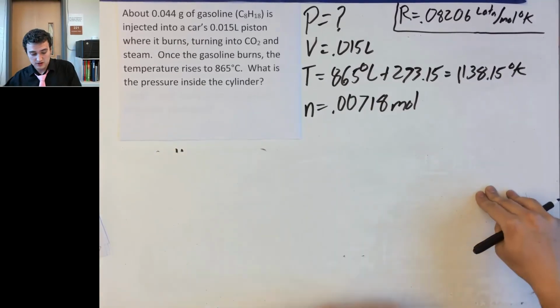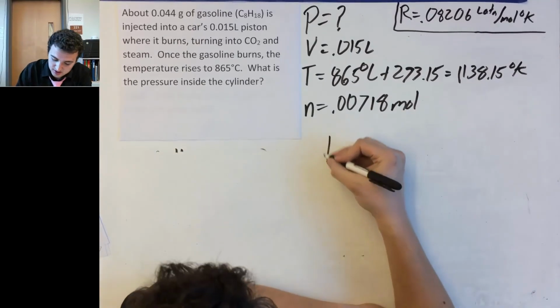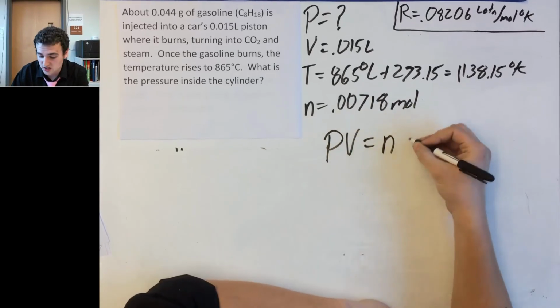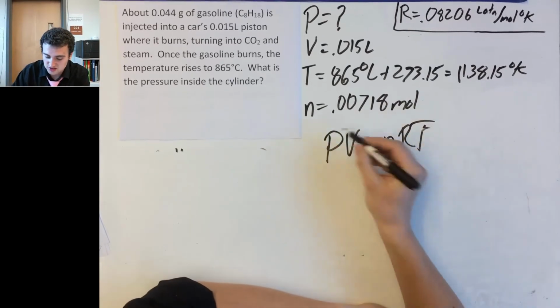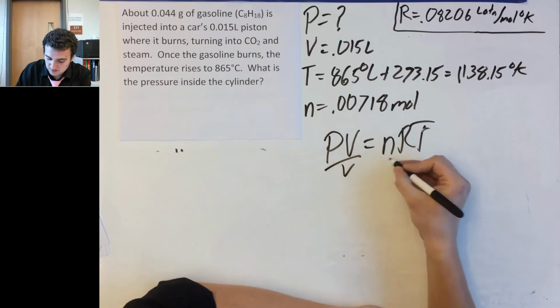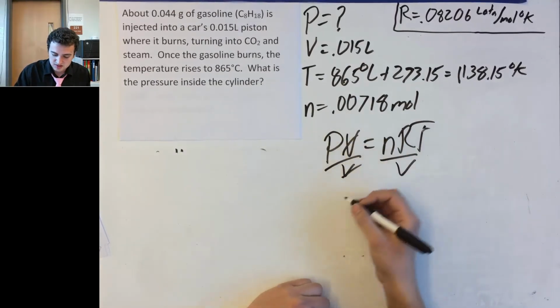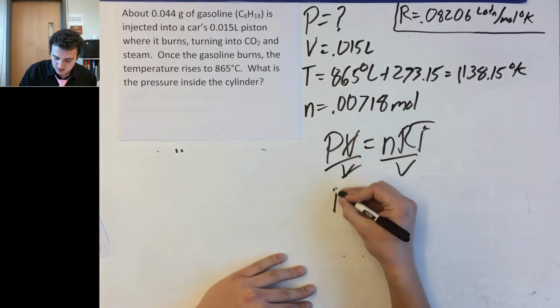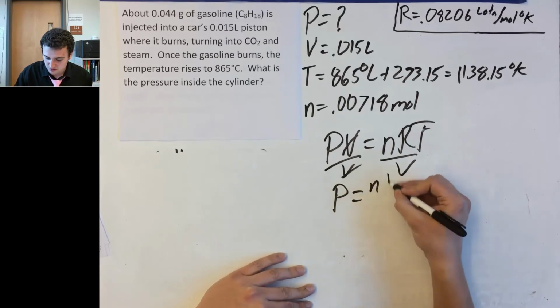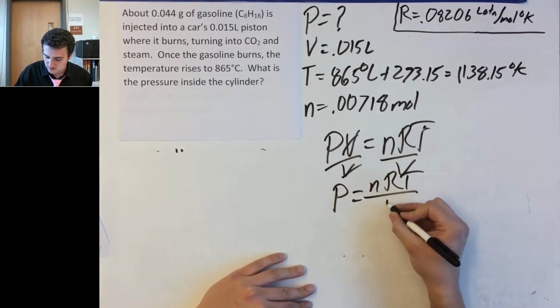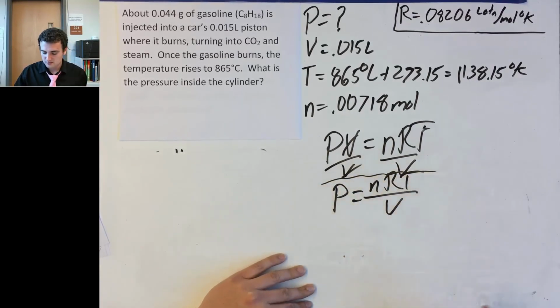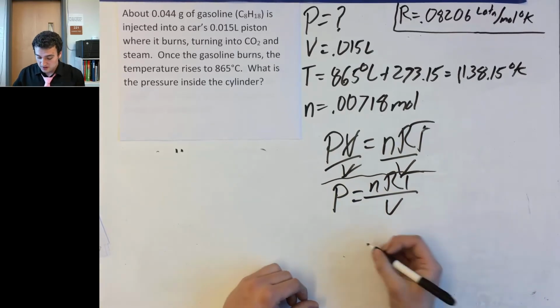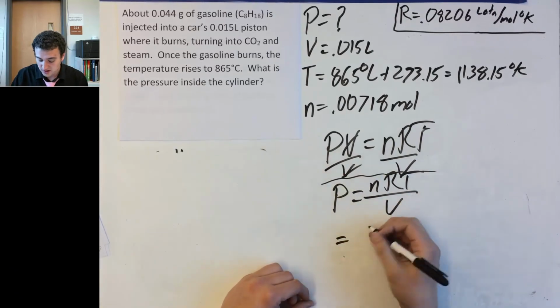So I go ahead and start with the ideal gas law again. I say PV equals nRT. I need to solve it for pressure. Divide by V, divide by V. This cancels. I end up with P equals, pressure equals the number of moles times RT divided by V. Now I just plug it in and solve. Do some algebra.